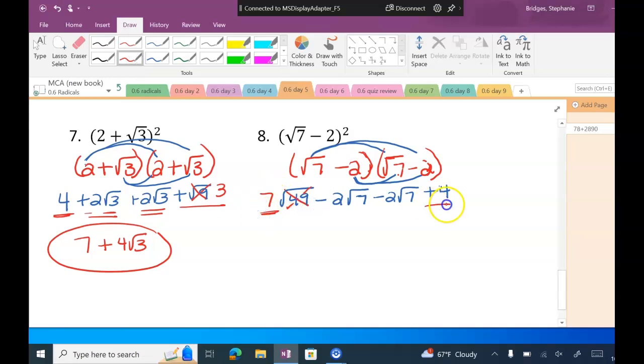So what is 7 plus 4? 11. And then a negative 2 square roots of 7 and a negative 2 square roots of 7 gives me a negative 4 square roots of 7. Perfect. Anybody have any questions?